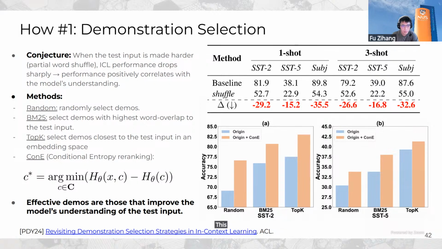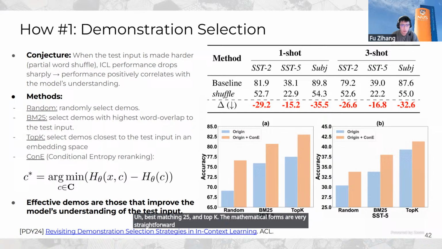This method can be stacked above any selected demo methods like BM25 and top-K. The mathematical form is very straightforward, just searching for demos that minimize the difference of the cross entropy between prompts and demos. Empirically, this recipe is simple and effective.